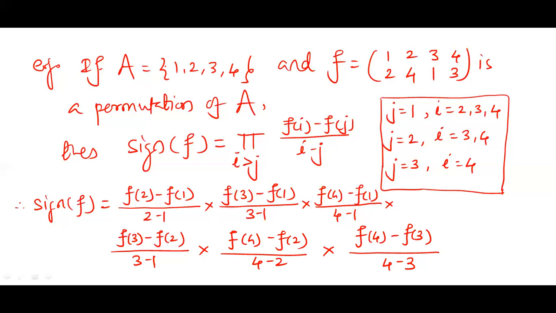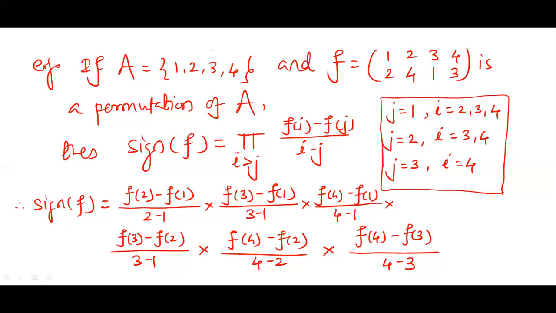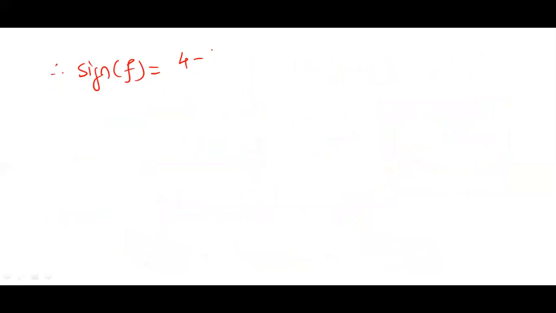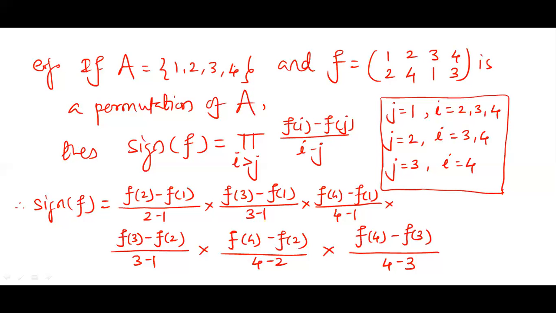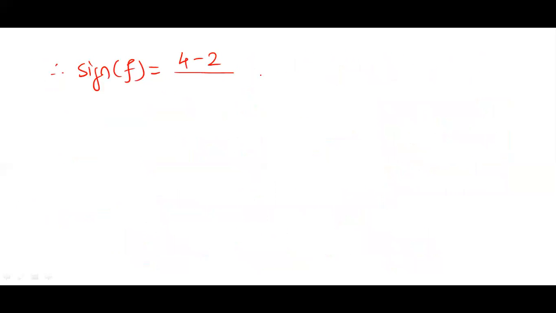Therefore, signature of f is equal to f(2). In the permutation, 2 maps to 4. Therefore, f(2) is 4, minus f(1). We have f(1) is 2. So here the first term we have (4 minus 2) divided by (2 minus 1), that is 2.